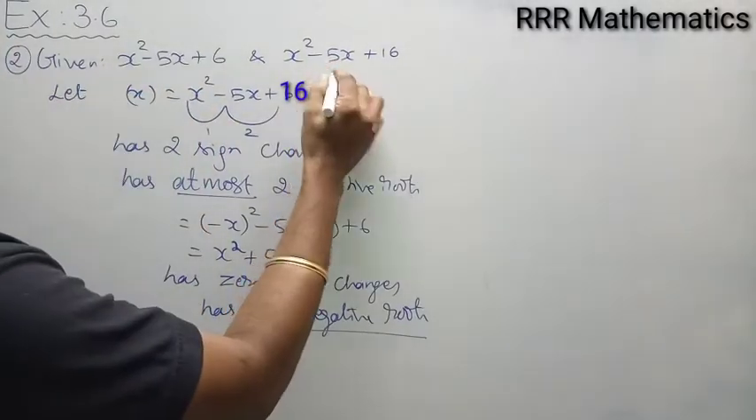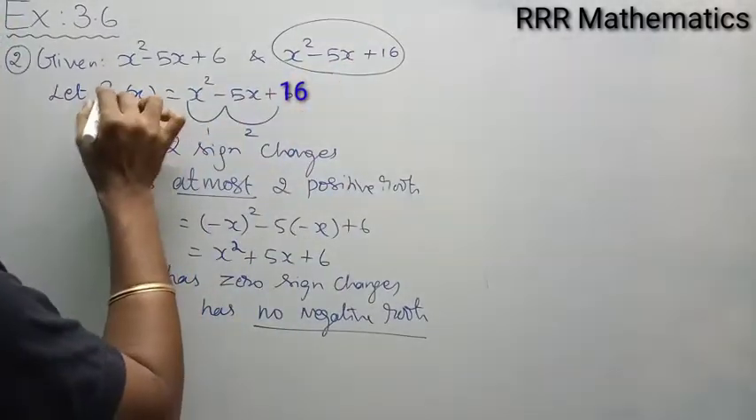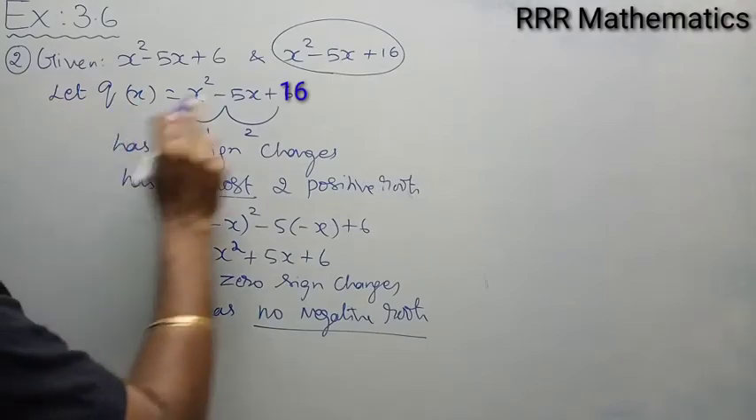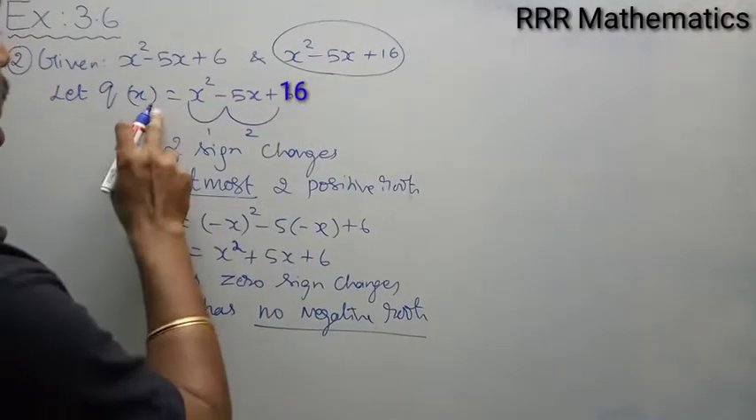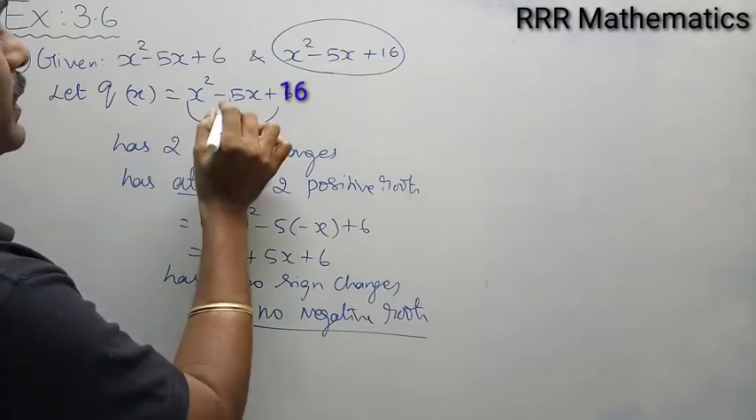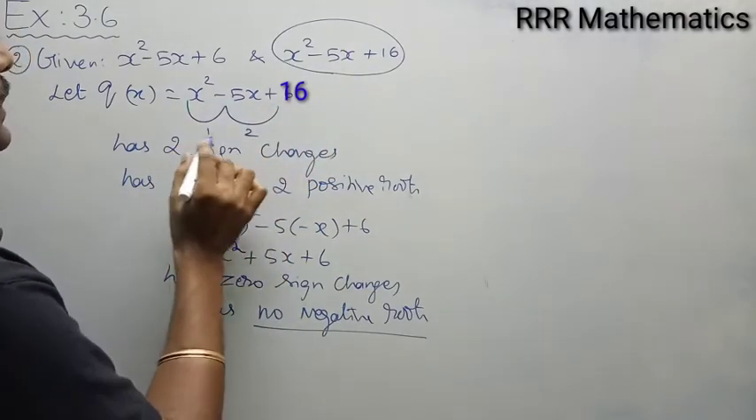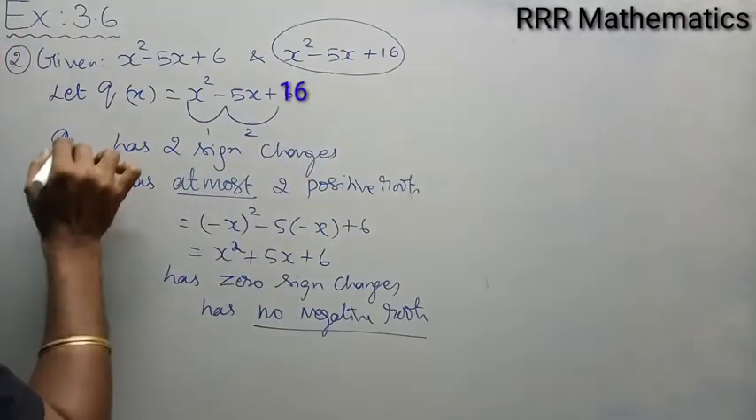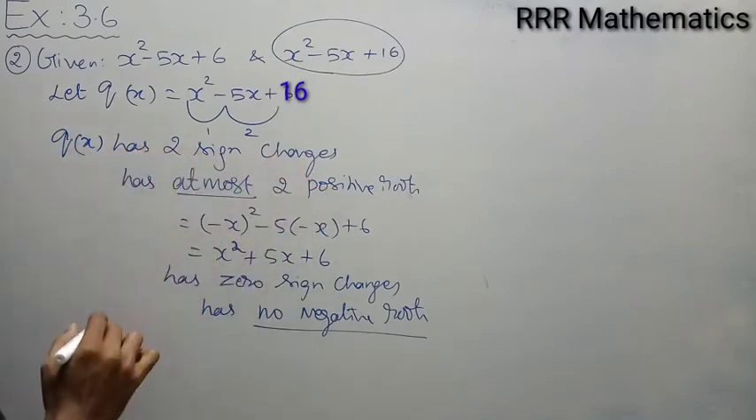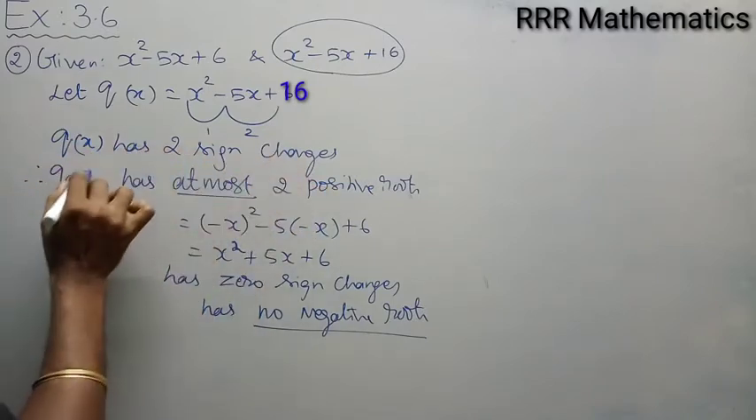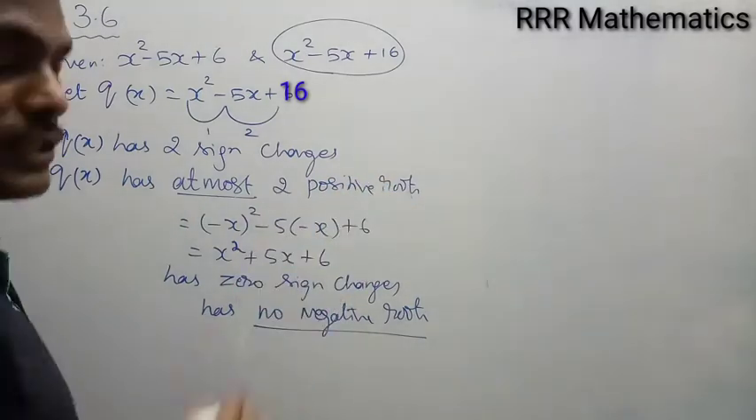For the second polynomial, I will take q of x. Let q of x equal the second one. How many sign changes? Plus becomes minus, minus becomes plus. So in this case, two sign changes. Q of x has two sign changes. Therefore, Q of x has at most two positive roots.